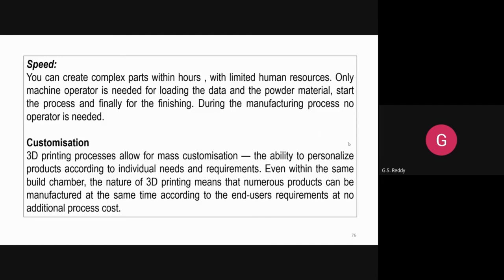Speed: you can create complex parts within hours with limited human resources. Only a machine operator is needed for loading the data and the powder material, starting the process, and finally for the finishing. During the manufacturing process, no operator is needed. Customization, this is growing. This customization business is really growing. 3D printing processes allow for mass customization, the ability to personalize products according to individual needs and requirements, even within the same build chamber. The nature of 3D printing means that numerous products can be manufactured at the same time according to the end user's requirement at no additional product costs.